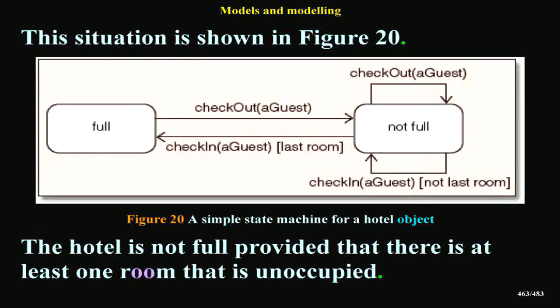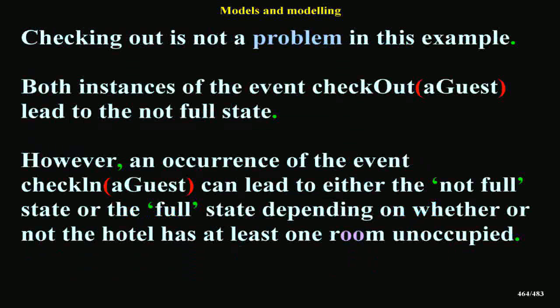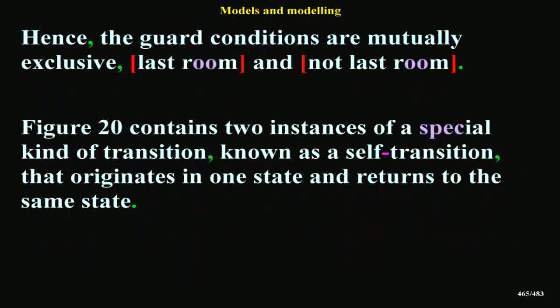The hotel is not full provided that there is at least one room that is unoccupied. Checking out is not a problem in this example. Both instances of the event check out a guest lead to the not full state. However, an occurrence of the event check in a guest can lead to either the not full state or the full state depending on whether or not the hotel has at least one room unoccupied. Hence, the guard conditions are mutually exclusive: last room and not last room. Figure 20 contains two instances of a special kind of transition, known as a self-transition, that originates in one state and returns to the same state.